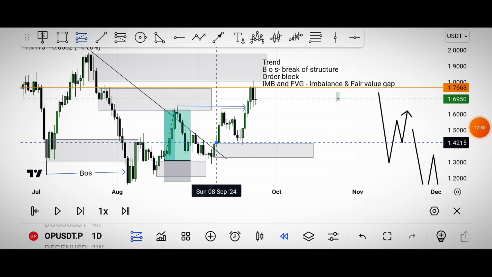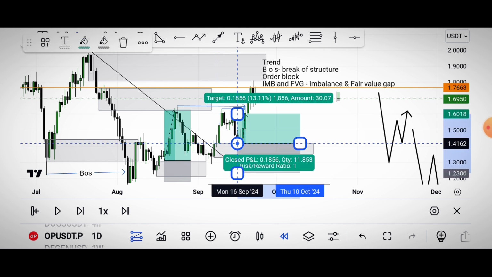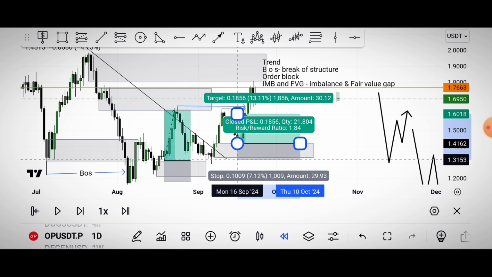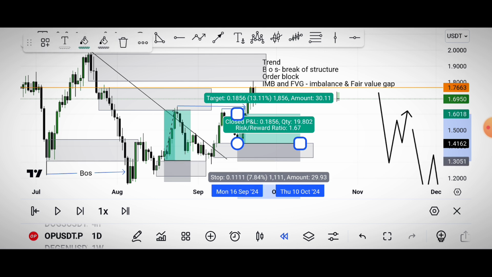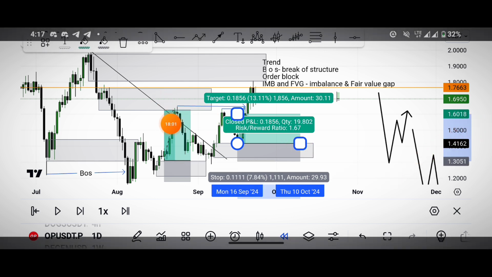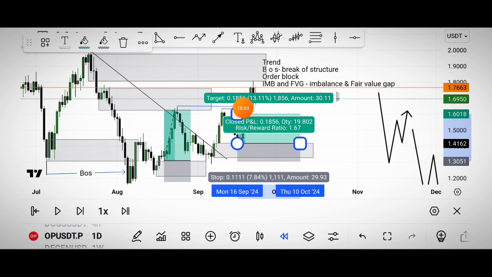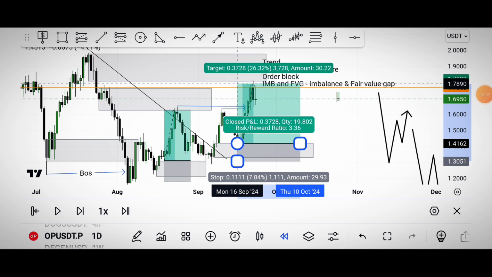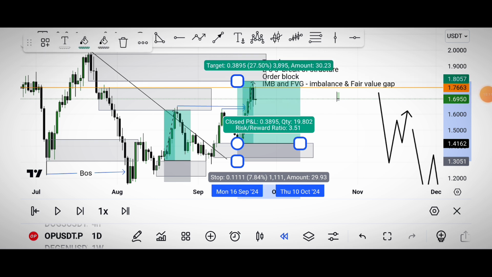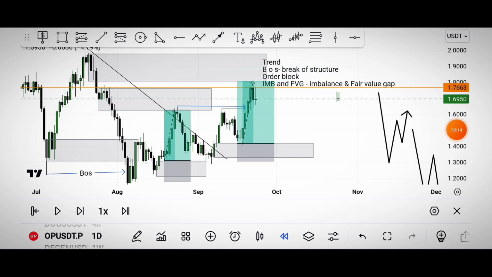So assuming the person obeyed the rule of order blocks and placed his entry at this level, then targeted the next order block following it, because this order block has already been respected. He's not going to respect it again. He's going to respect the next order block following it. So his take profit should be to the next order block. You can see that he has made another profit.